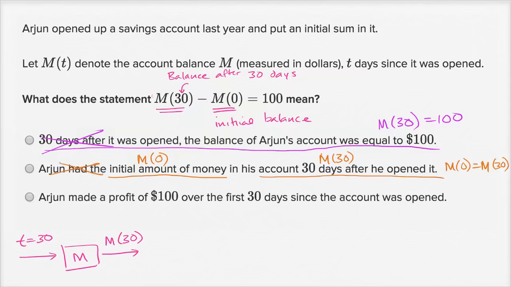And then finally, we have the choice, Arjun made a profit of $100 over the first 30 days since the account was opened. And that seems reasonable, that his balance is $100 higher. The difference between, if you take his initial balance and subtract it from his balance after 30 days, it's 100. That this right over here is 100 higher than his initial balance. So it makes sense that maybe he got that profit, I don't know, it's an interest or something else that he got in his bank account over the first 30 days.